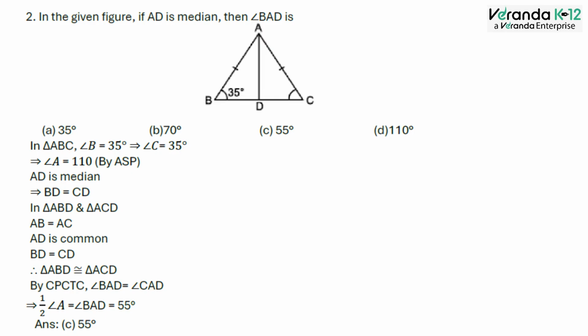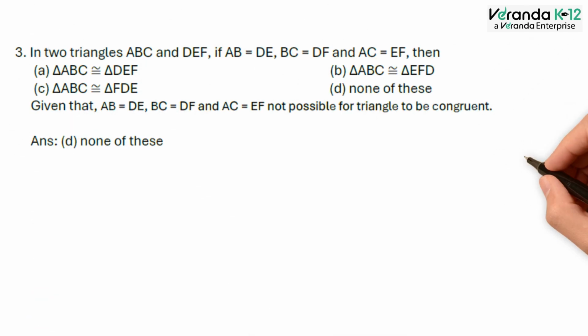Then by CPCTC we can tell angle A is divided into two equal parts, that is BAD and CAD are equal. But already we found angle A is 110 degree. Therefore, angle BAD is 55 degree. So, the correct option is C. Then, third question, in two triangles ABC and DEF, if AB is DE, BC is DF and AC is EF, then find out the correct option.